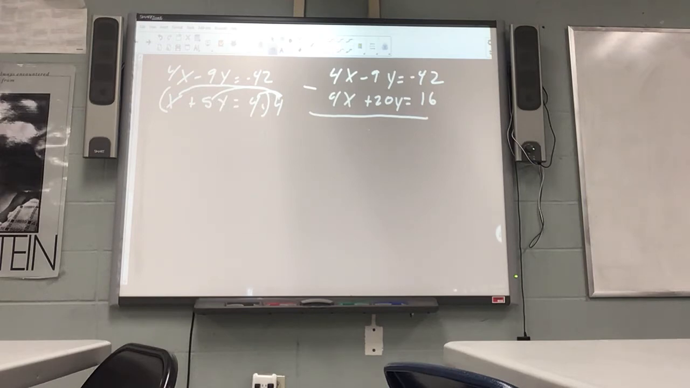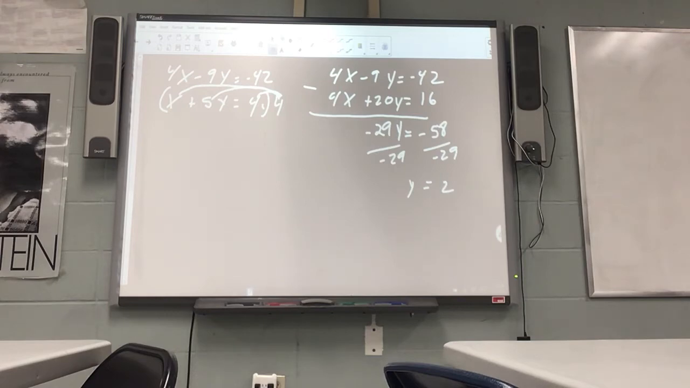Negative 29y equals negative 42 minus 16. Negative 58. Last step, figure your y. Divide by negative 29. And y is 2.